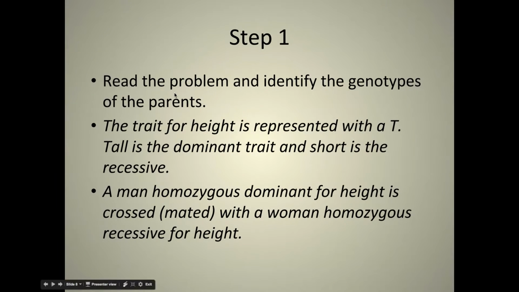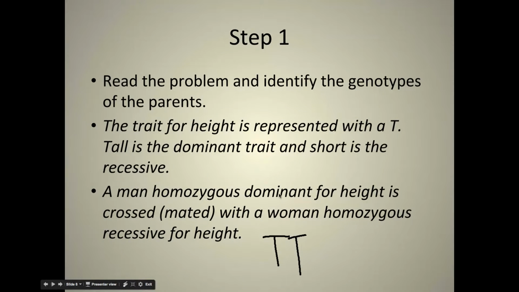Here I'm giving you a little information about the trait that we're using. The trait for height is represented with a T. Tall is dominant, so that's going to be our capital T, and short is recessive, so that's going to be lowercase t. It says a man is homozygous dominant for height, and he is crossed, that means mated, has children with a woman who is homozygous recessive. The first step is always to identify the genotypes of these two parents. So the man is homozygous dominant. Remember, homozygous means the same, and dominant means capital T. So two of the same capital T's, he's going to be capital T, capital T. We're going to write that down.